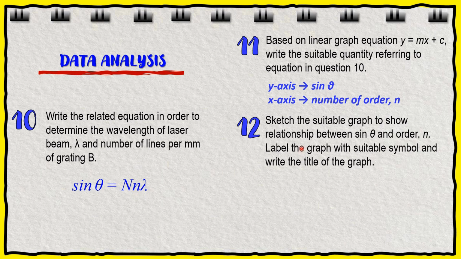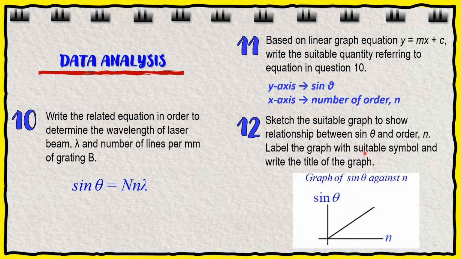And for question number 12, sketch the suitable graph to show the relationship between sin theta and order n. Label the graph with suitable symbols and write the title of the graph. Because of our y and x, the title of the graph is graph sin theta against n. Sin theta is at the y component, n is at the x component, and you will get a straight line graph.